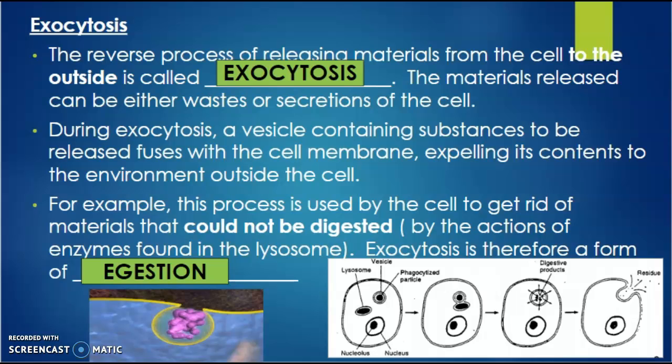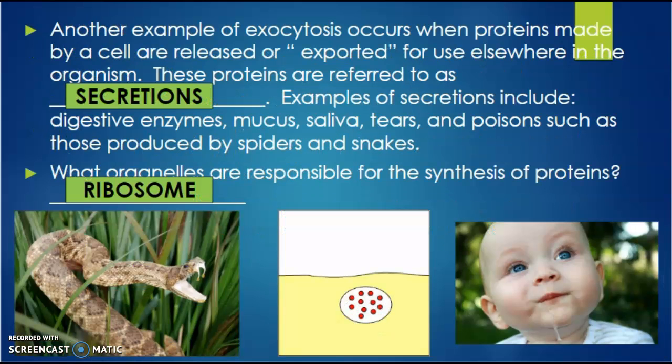Now, this could be an example of how the cell gets rid of material that could not be digested. So exocytosis is a form of egestion, exiting, leaving. Another example of exocytosis, when proteins are made by a cell, are released or exported to be used elsewhere. These proteins are referred to as secretions. Examples of secretions could be digestive enzymes, mucus, saliva, and poisons.